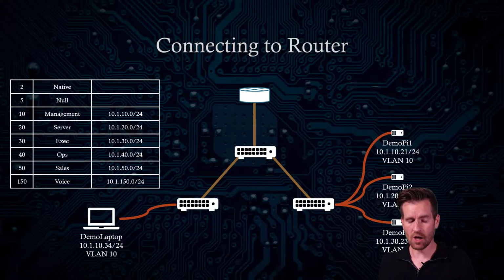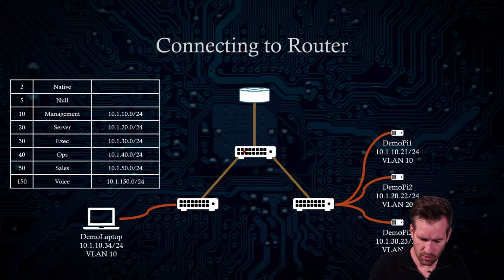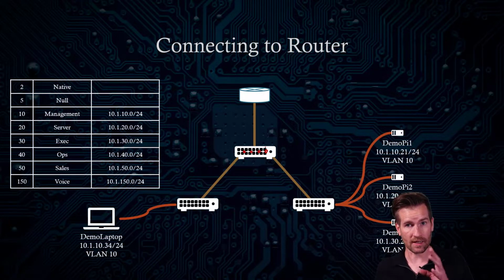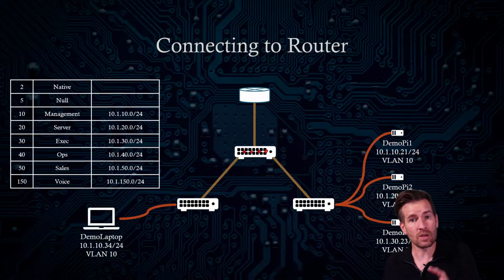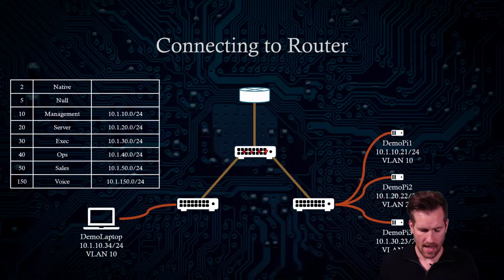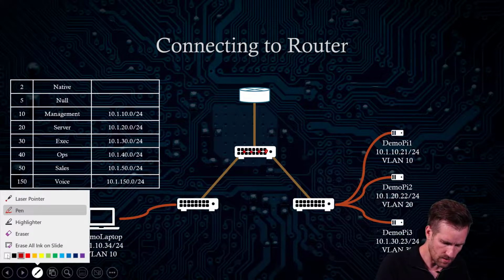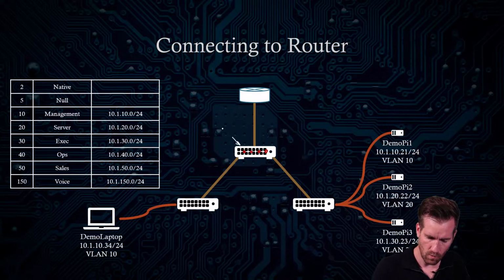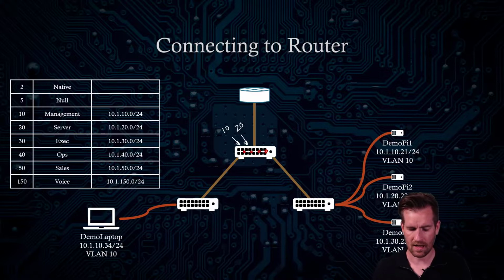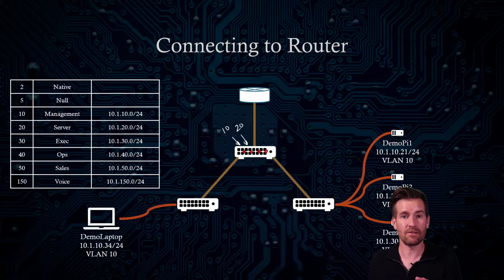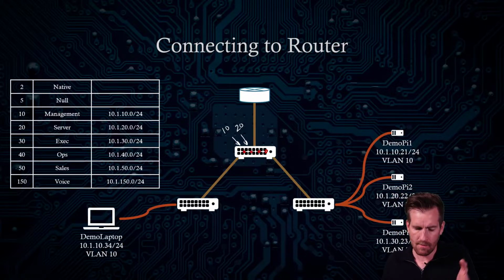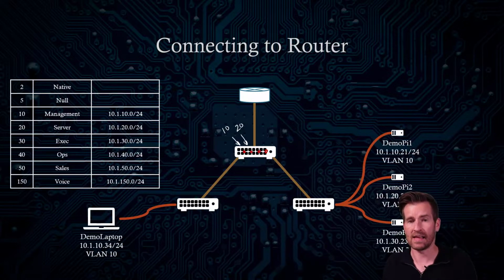In our last video, we set up switch virtual interfaces on our layer 3 switch so we could communicate between VLANs. And we actually just specified two. We specified one for VLAN 10 and we specified one for VLAN 20. So now we have connectivity. We're able to route between VLAN 10 and VLAN 20.